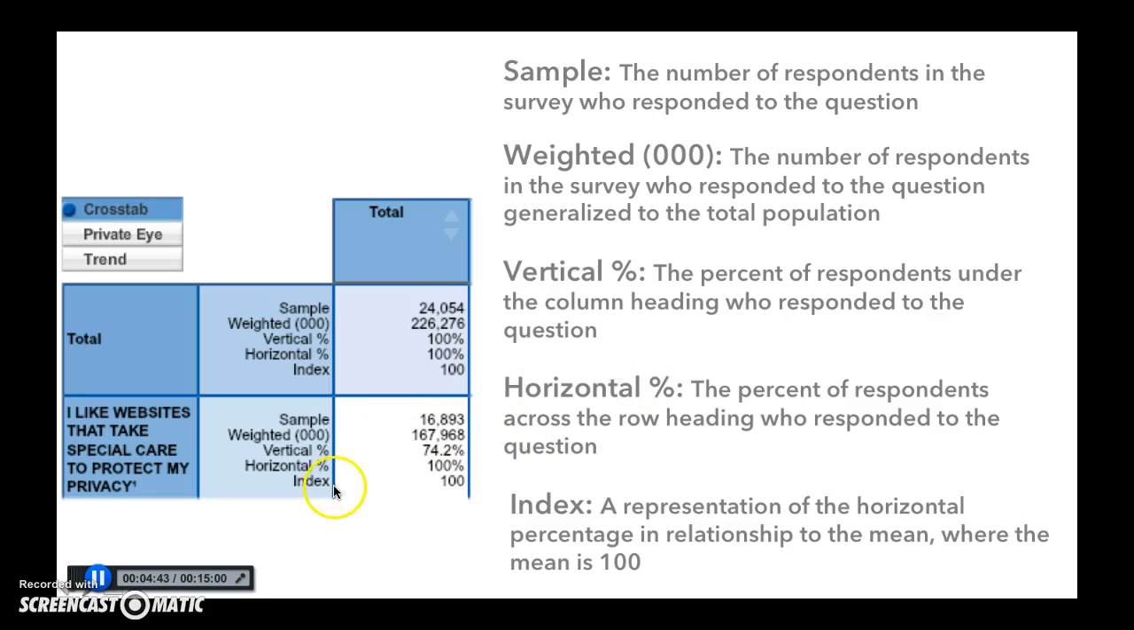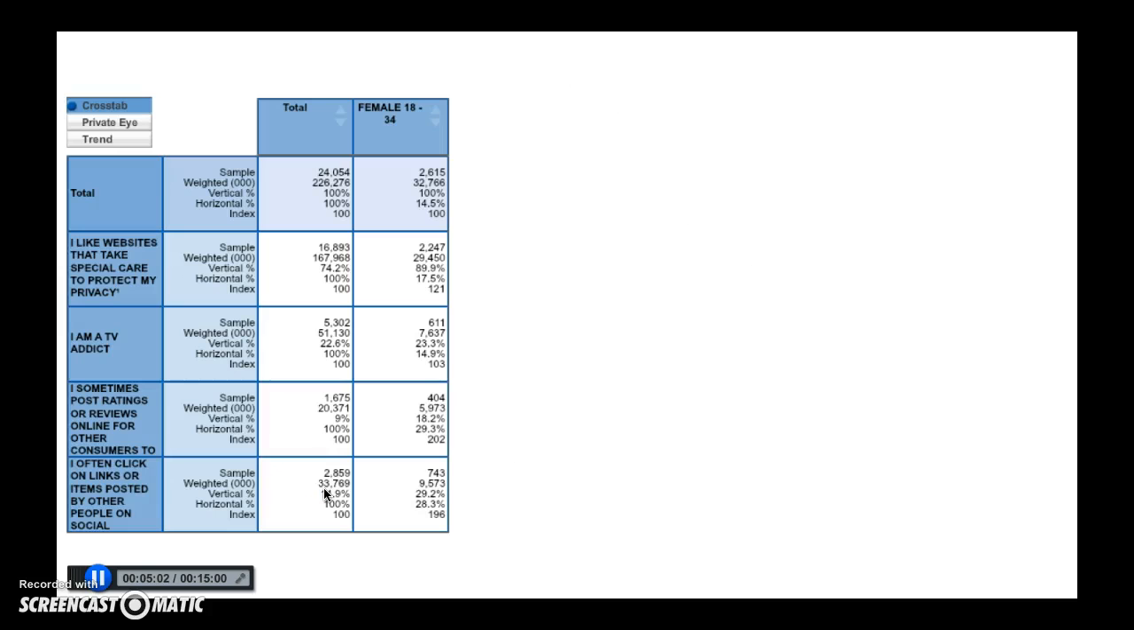The last number we'll talk about here is the index number. An index number looks at a percentage in relation to the mean, with the mean being represented as 100. Any characteristic that is greater than the mean will be greater than 100. Any characteristic that is less than the mean will be less than 100. Let's take a look at the larger CrossTab to see how all of this plays out.